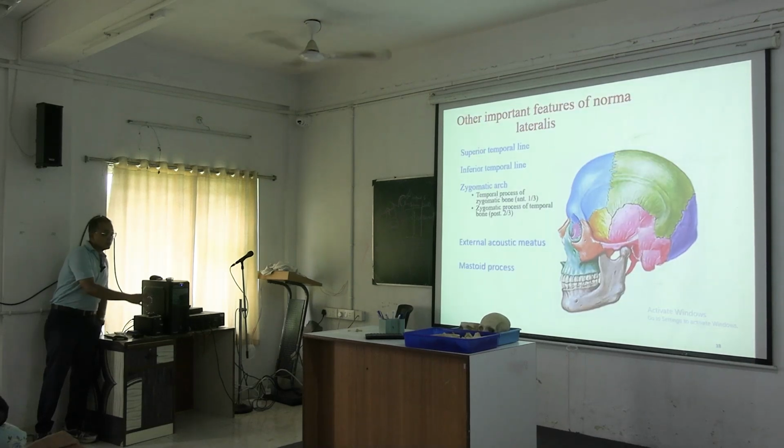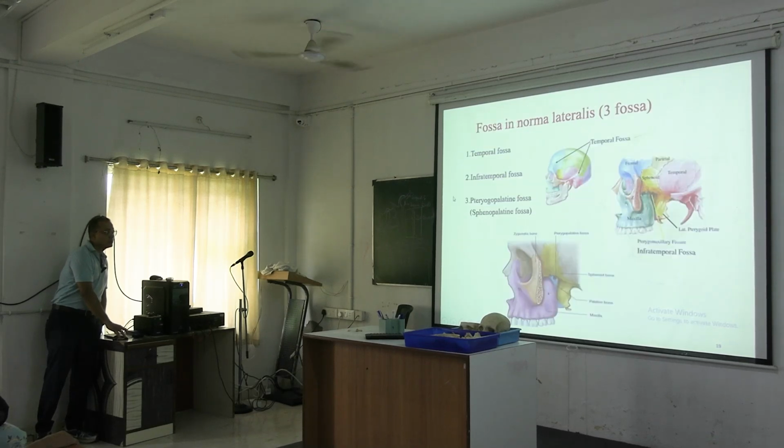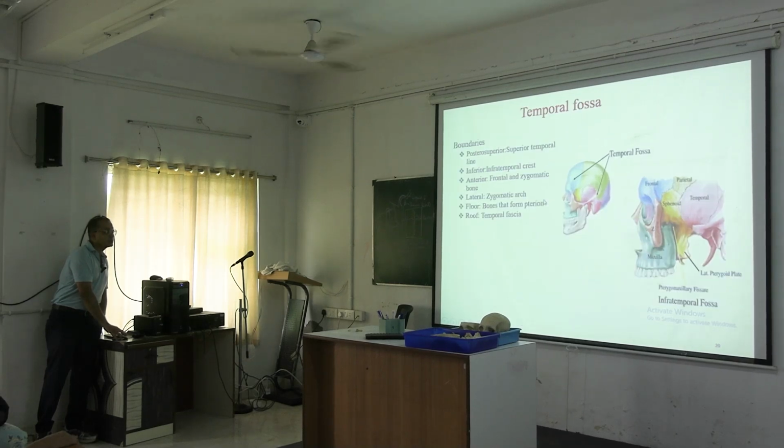Now, other than this, Norma lateralis has the zygomatic bone, the zygomatic arch, and lines called the superior temporal line and inferior temporal line. We already learned the mastoid process and external acoustic meatus, which are visible, and this region has fossae. We call them the temporal fossa, infratemporal fossa based on where they are, and the pterygopalatine fossa, which is a deeply placed fossa.